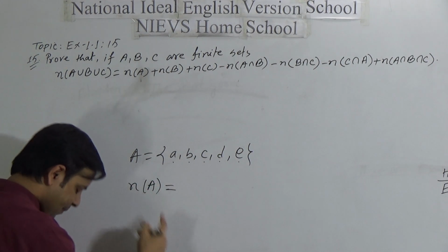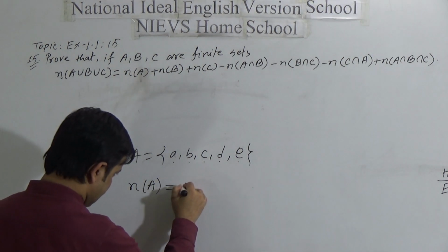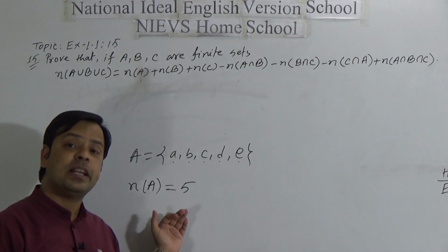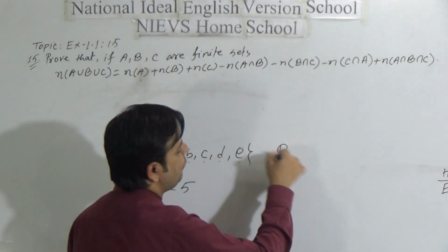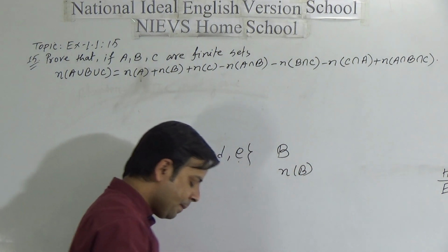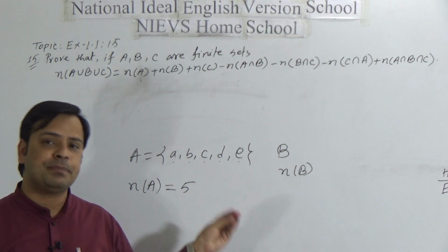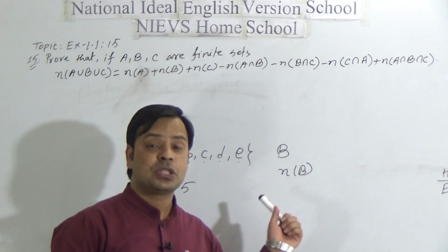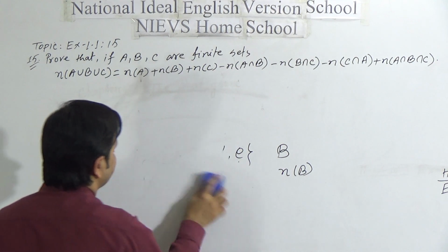n(A) means the number of elements of a set A. So here n(A) equals 5. If B is a finite set, then the number of elements of B can be denoted by n(B). So the number of elements of a set can be denoted by n of that set. Okay, dear students, we have to know this to solve question 15.